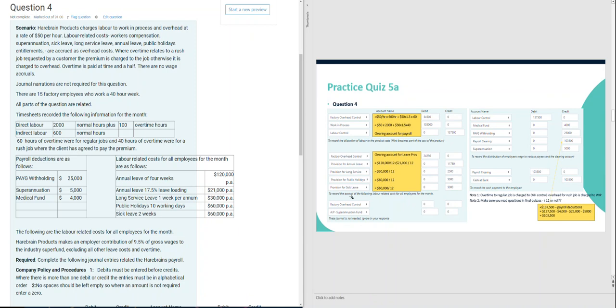Now the next journal is going to record the accrual of all the labor related costs: annual leave, long service leave, public holidays, and sick leave. Let's calculate that one by one. The total factory overhead will be a summation of the labor cost. Overhead control is the temporary account.